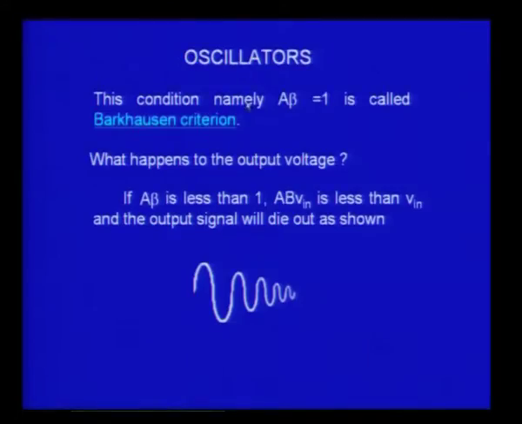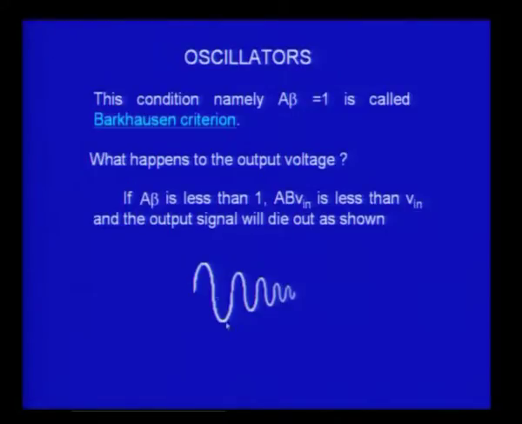This condition, A beta equal to 1 in an amplifier with positive feedback for generating oscillations, is called the Barkhausen criterion. Right. Now what happens to the output voltage for different values of A beta? If A beta is less than 1, then A beta V in is less than V in and the output signal will slowly die out.